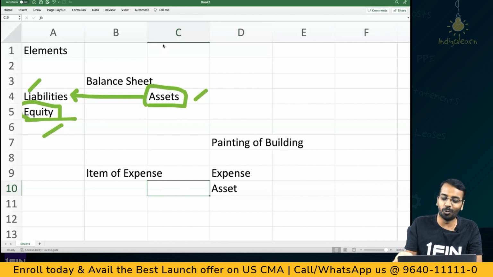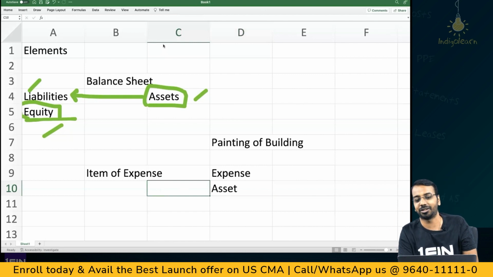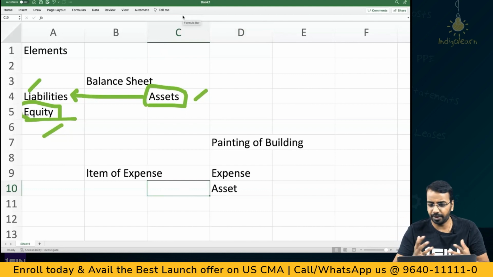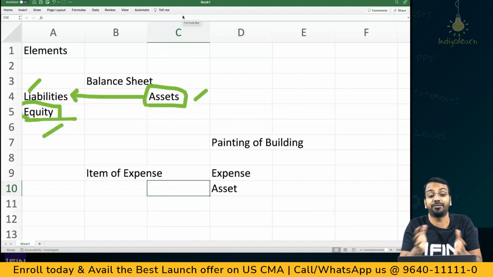Now, let us go slightly deeper into the transaction or the event that has happened. When I am painting a building, what do you think would be the life of the painting? After how many years should I paint again on an average? 5 to 7 years. Now, if there is an item of painting which has a life of 5 to 7 years, how can I say it is an expense for 1 year?